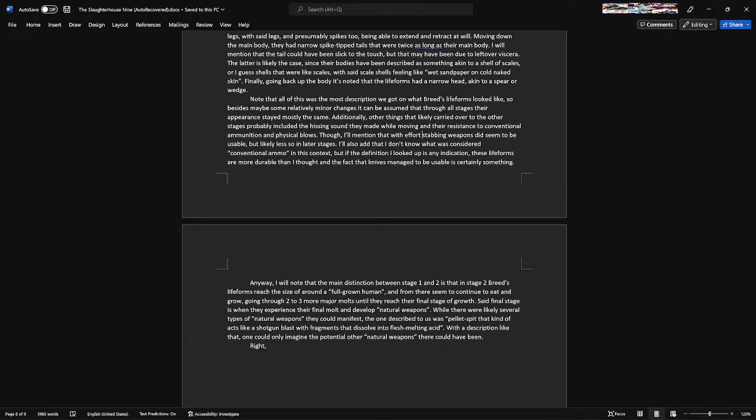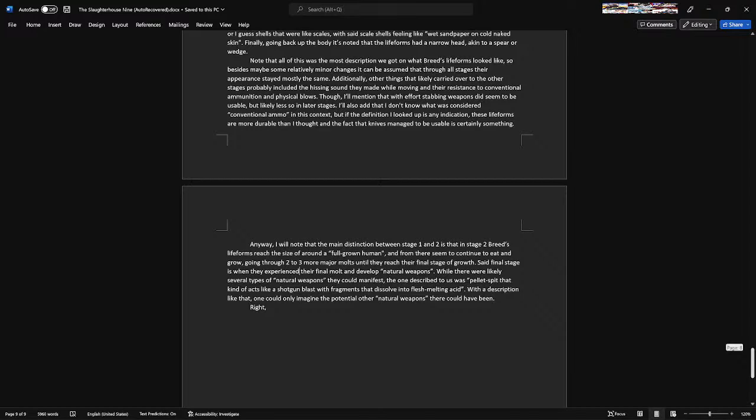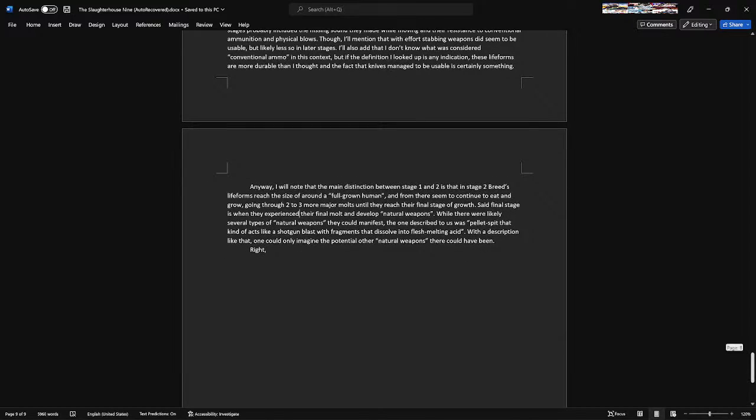Final stage is when they experience their final molt and develop quote-unquote natural weapons. While there were likely several types of natural weapons that could manifest, the one described to us was, well, pellet spit that kind of acts like a shotgun blast with fragments that dissolve into flesh melting acid. With a description like that, one could only imagine the potential other natural weapons there could have been.